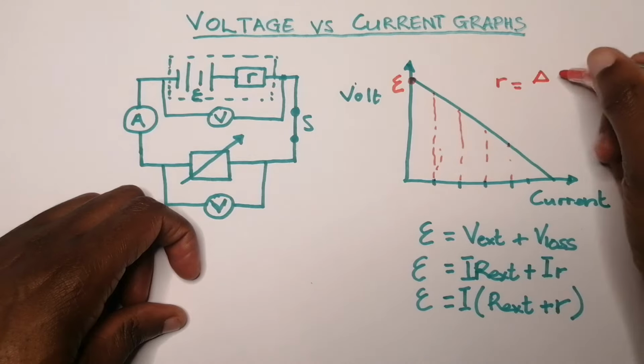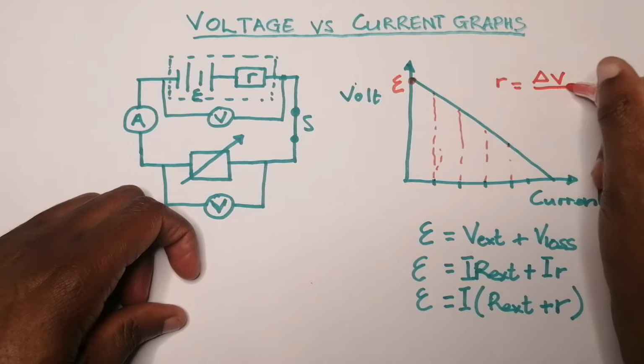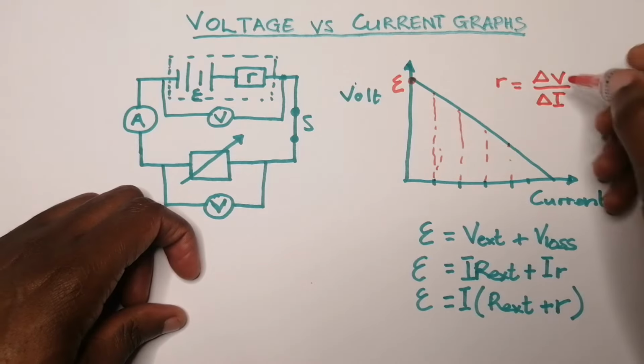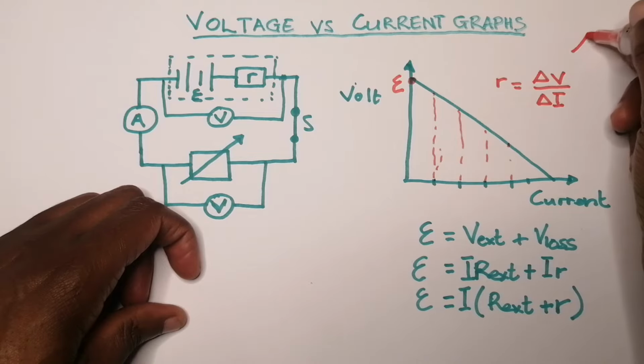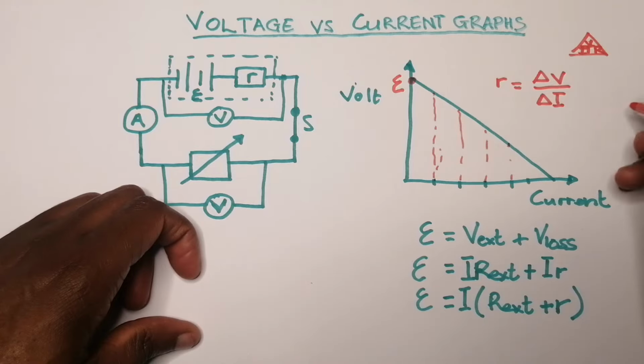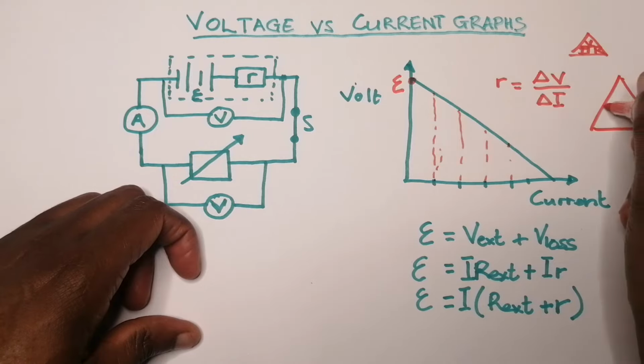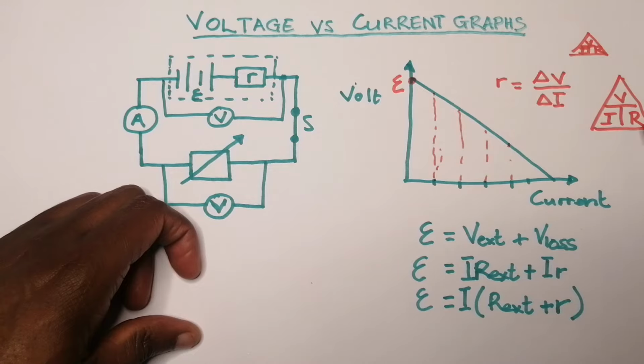What's our Y in this case? It's the change in voltage divided by the change in the amount of current. Remember that this is voltage divided by current, if you remember Ohm's law. So V is equal to I times R. Let's write it over here: V is equal to I multiplied by R. So if I want to get resistance, it's always going to be voltage divided by current.